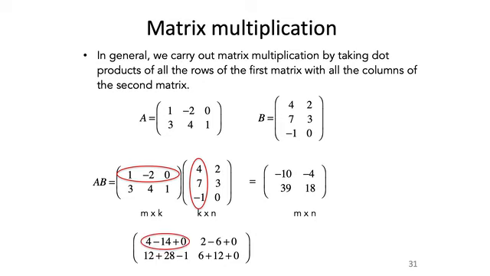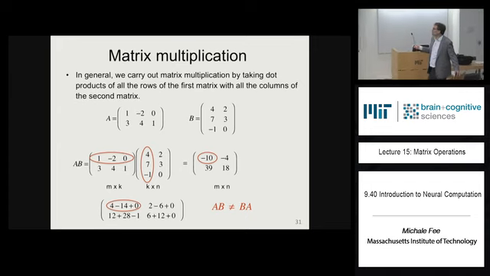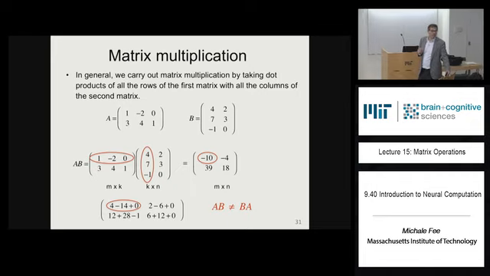Notice A times B is not equal to B times A. In fact, in the case of rectangular matrices that aren't square, you often can't even do this multiplication in a different order. Mathematically, it doesn't make sense.